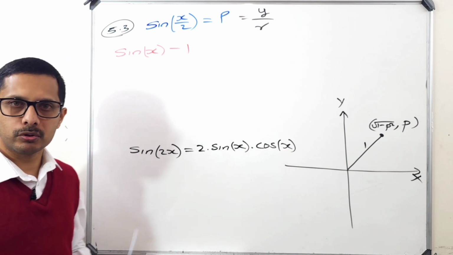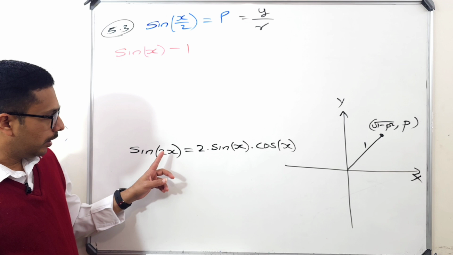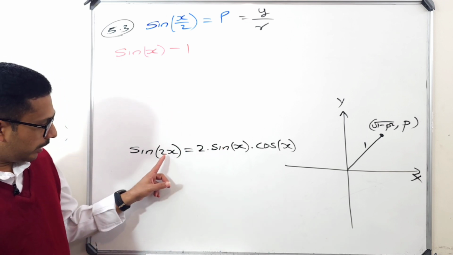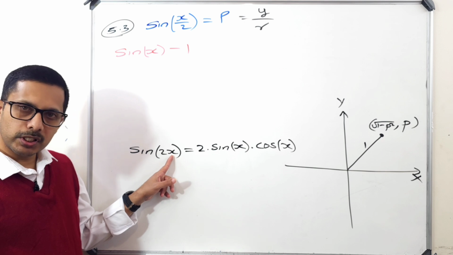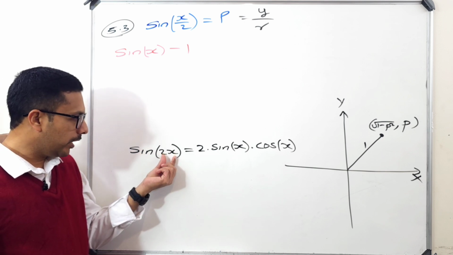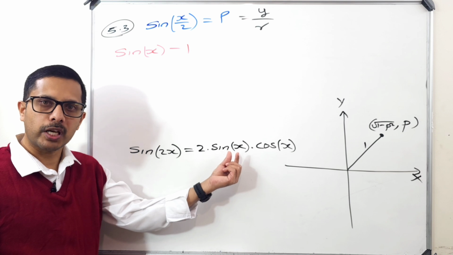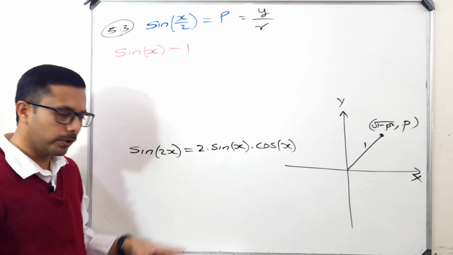So here you have to understand one thing, sine x. So when the angle is 2x, listen very carefully, when the angle is 2x, what is the angle here? It is half of that one. 2x, what is half of 2x?